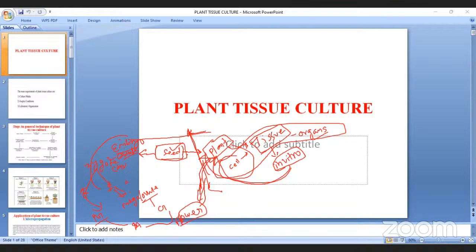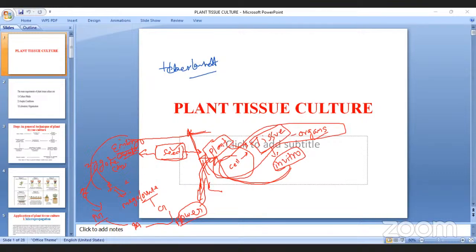This is the introduction about plant tissue culture, the definition and some background. Plant tissue culture was first discovered by the scientist Haberlandt. Plant tissue culture has great significance in plant biotechnology, especially in crop improvement programs.